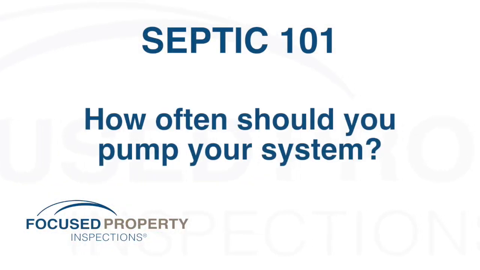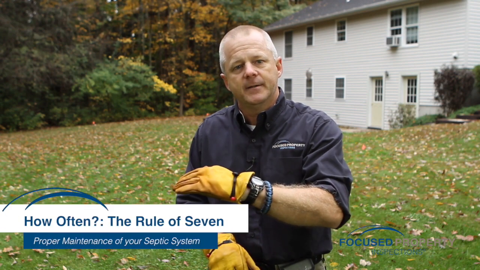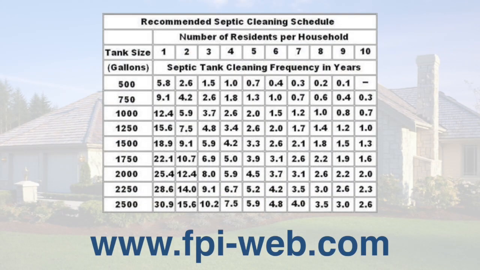One of the biggest questions people ask is, how often should you pump your system? We use the rule of 7. Basically, the rule of 7 says take the number 7 minus the number of people living here over the age of 7, and that's how many years you should go between pumping. So if you had 3 people over the age of 7, you take 7 minus 3, and you would pump every 4 years. Our website will have an actual chart that lists when you really should pump.